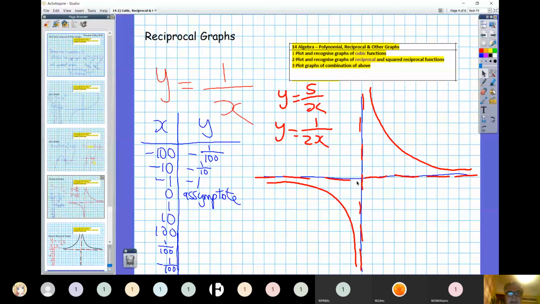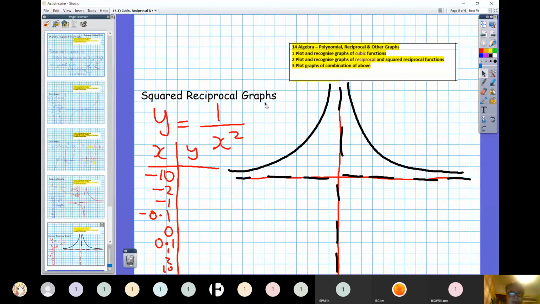And we can also have a squared reciprocal graph. Say, for example, 1 over x squared. That's very similar to what I was saying before, but because we are squaring the x value, they're all going to become positives. So nothing changes over here, but over here, where we have a negative x value, the curve is no longer down here, it's now up here. But again, we have the two asymptotes for the reasons I gave before. So that's just a little introduction to 14.2.